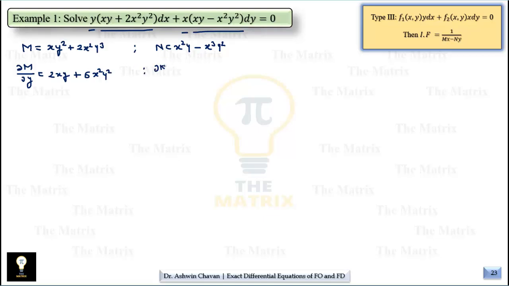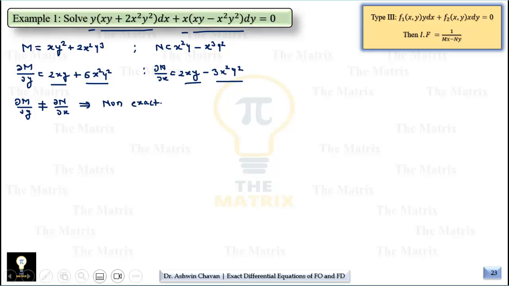Whereas dou N by dou x is 2xy minus 3x square y square. You can see 2xy and 2xy are similar, but this is 6x square y square, whereas this is minus 3x square y square. That's why we get non-equality. So dou M upon dou y is not equal to dou N by dou x, and so we get the non-exactness of the given differential equation.